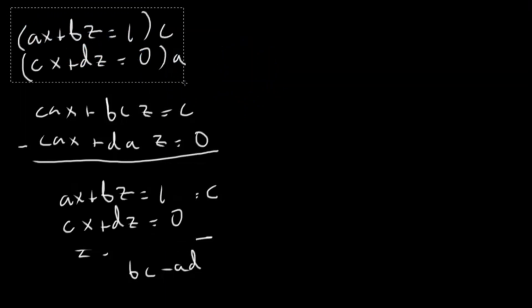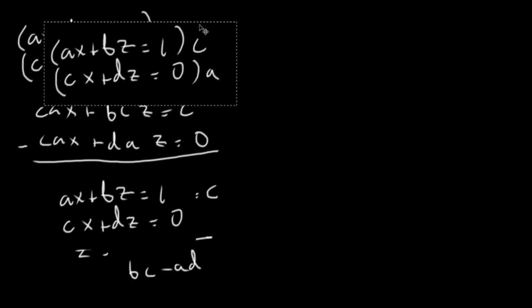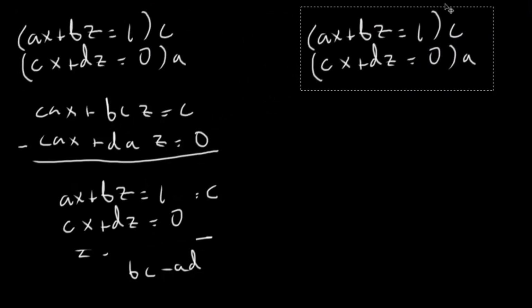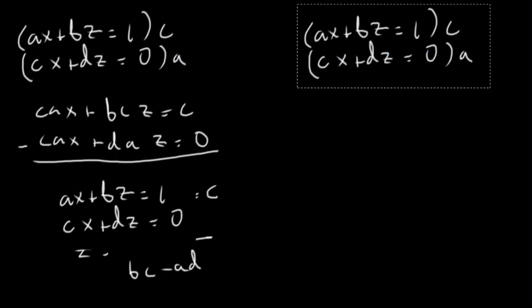Let's proceed. Let me copy this, put it over here. Let's do the same thing, but let's get rid of Z. So I'm going to multiply the top equation not by C. So actually, I don't want this C. Give me 1 second, guys. I'm going to pause and then come back.